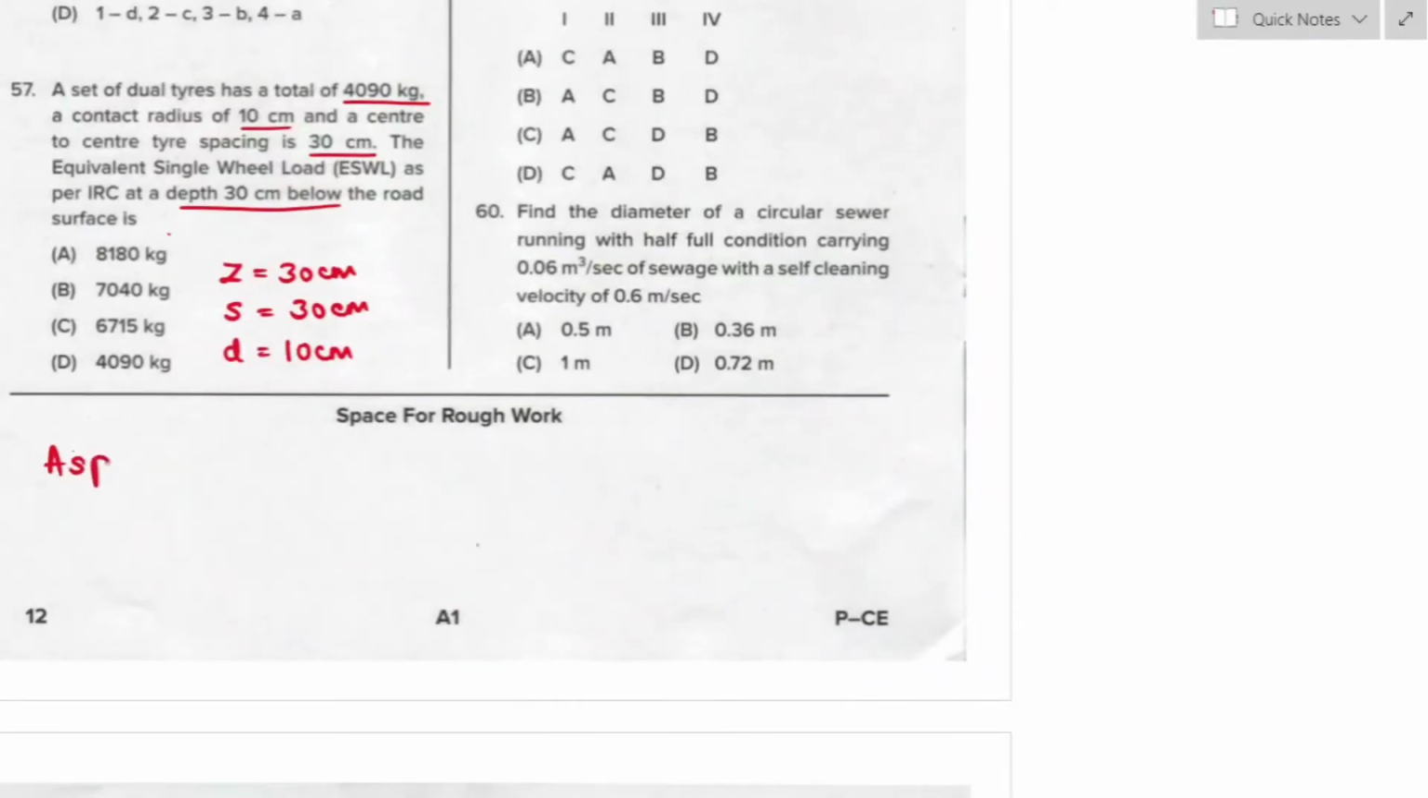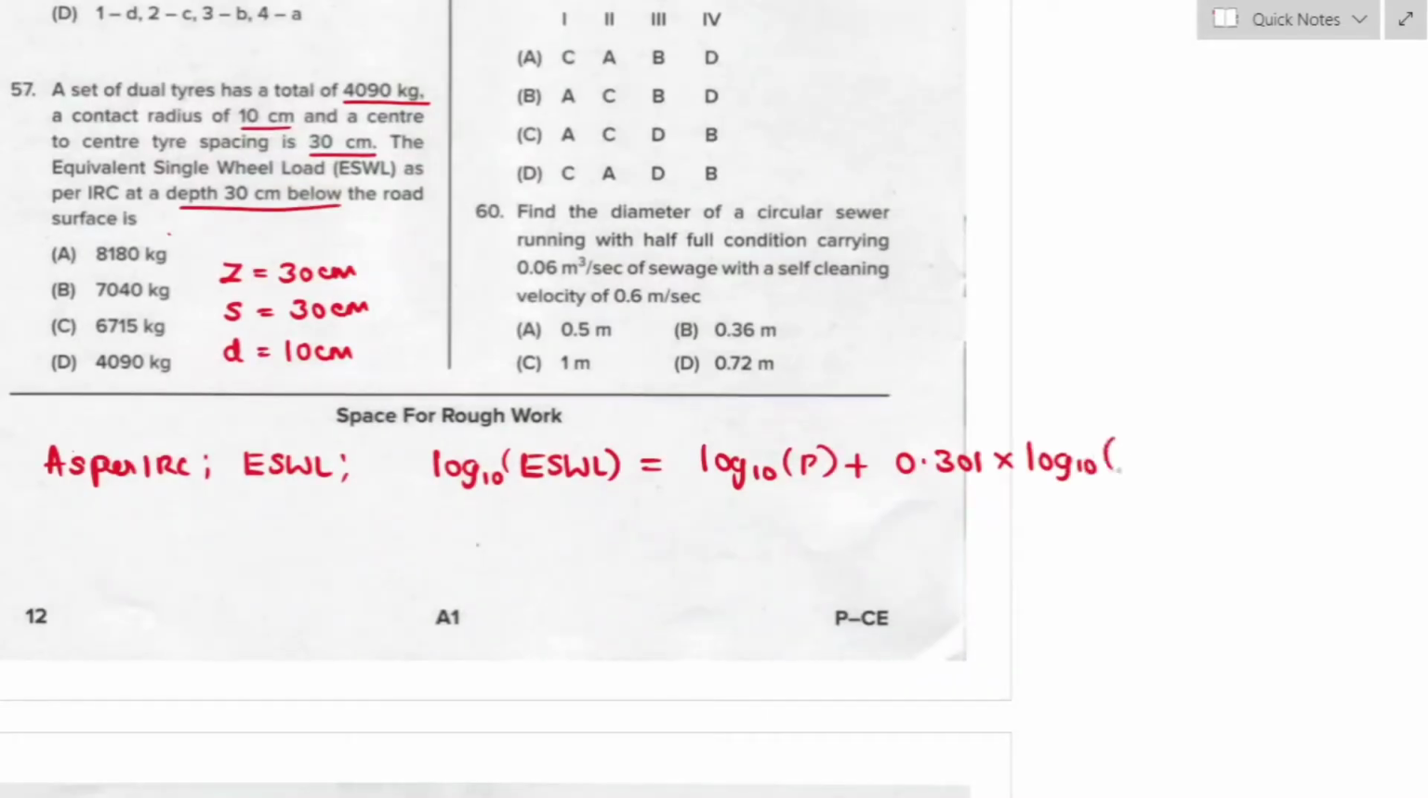So according to IRC, the equivalent single wheel load is calculated by the following formula, that is log 10 of equivalent single wheel load is equal to log 10 of tire total load plus 0.301 into log 10 of Z divided by D by 2, whole divided by log 10 of 2S divided by D by 2.